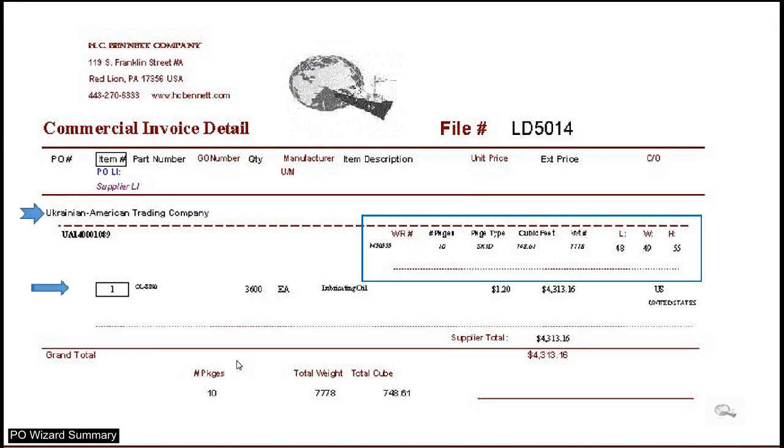This is a consolidated commercial invoice detail broken down by supplier. Most country customs allow for clearance of multiple suppliers in one shipment. Note the detail picks up pertinent information that the foreign customs would normally be looking for, such as the line item country of origin.